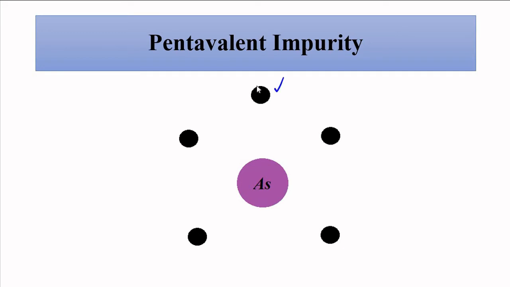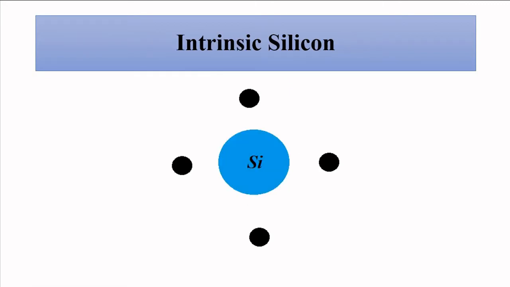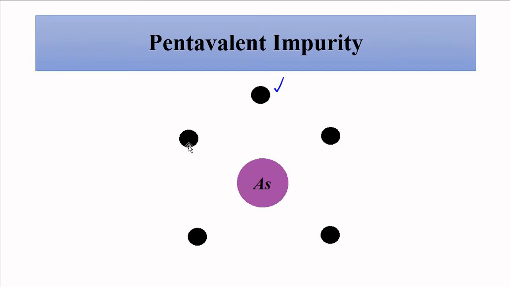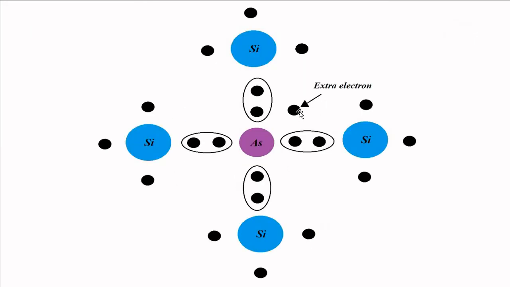This extra electron of the pentavalent impurity does not enter into any covalent bond, because silicon has only four valence electrons. Only this one is left behind. So this extra electron goes to the conduction band of the semiconductor, and that becomes a free electron and it is responsible for current conduction.